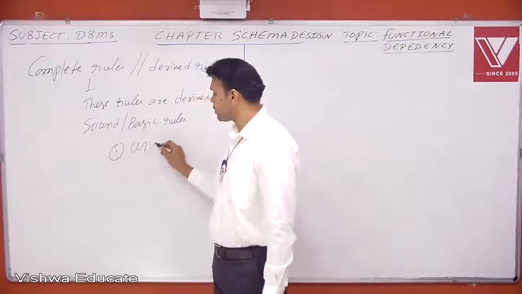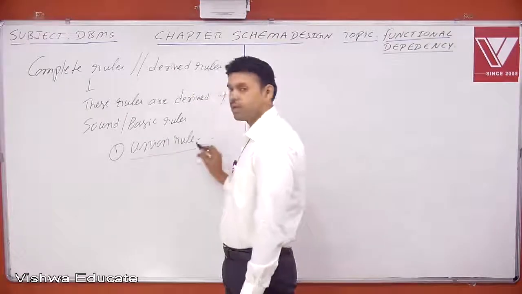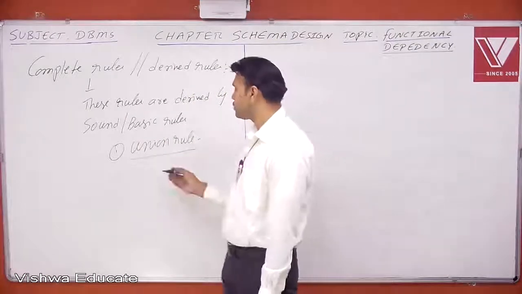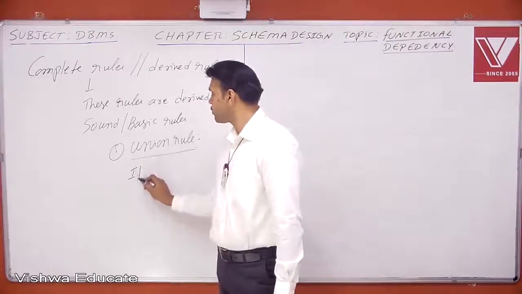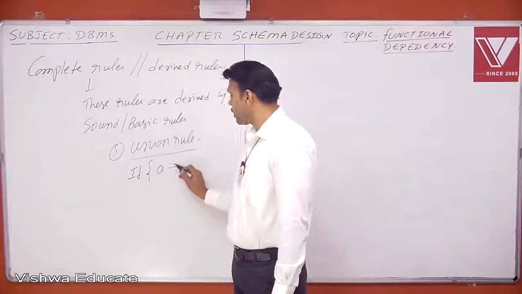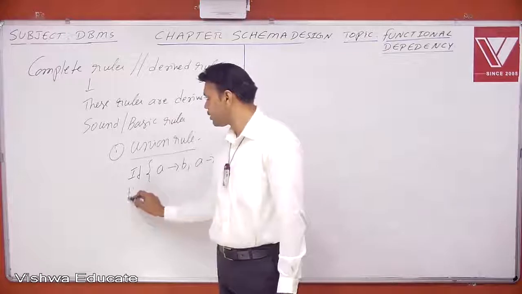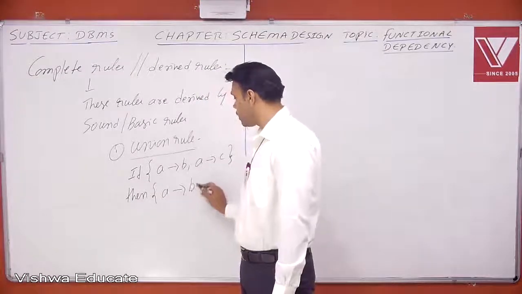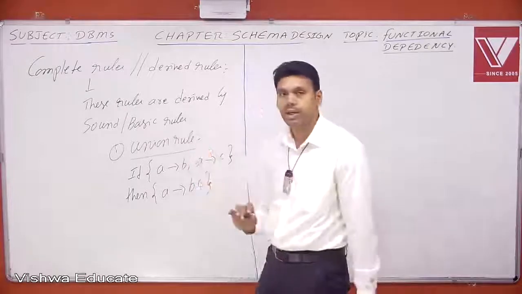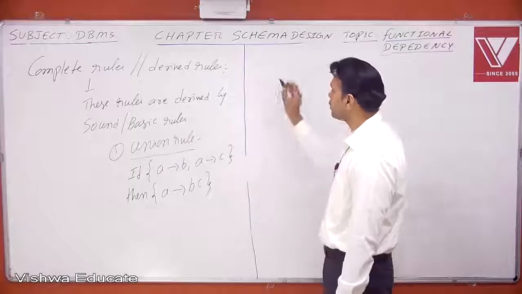The first rule is the union rule. What is the union rule? It's very simple. These rules are very simple. The union rule is: if A gives B and A gives C, then the right hand side can be combined. That's it. A tends to BC. This is the meaning of the union rule.